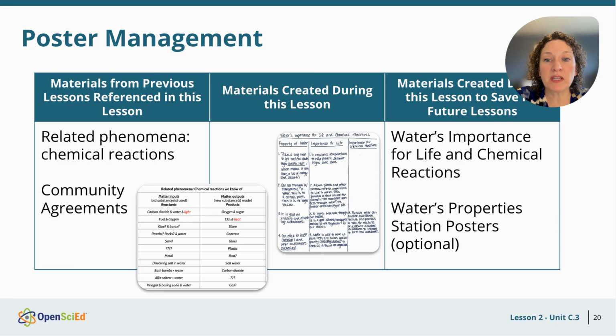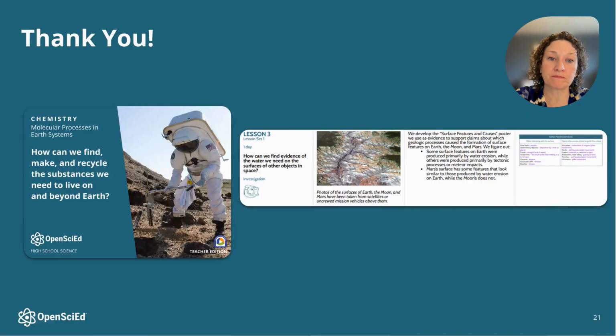For poster management, you'll need the related phenomena chemical reactions poster that you created in lesson 1 and your classroom community agreements from the beginning of the school year. You'll be making the Water's Important for Life and Chemical Reactions poster as a summary of the station findings for the properties of water. Be sure to save it so that you can use it again in lesson 4. If you have the wall space, you might want to consider keeping the posters that the students made for the different water property stations as well.